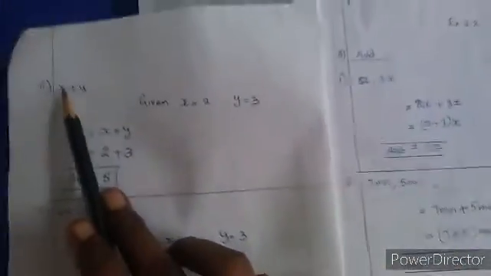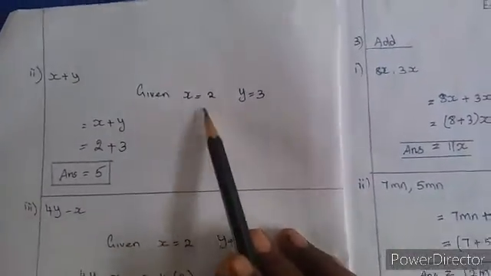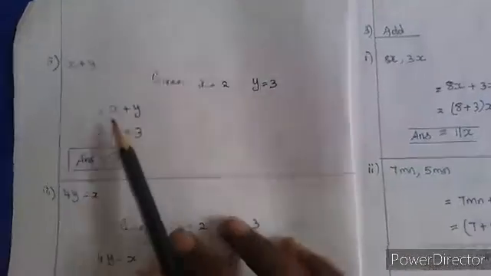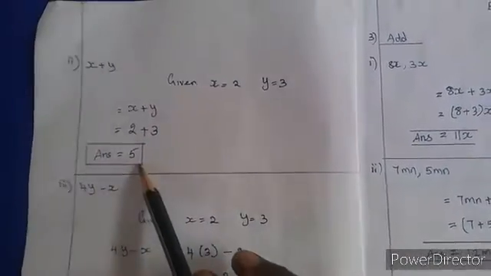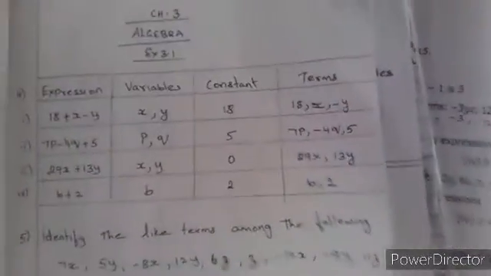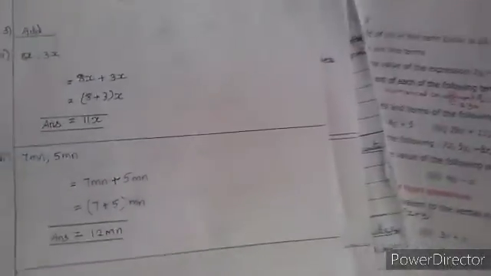Next one, subdivision 2 is given. It is x plus y. So the given values are x equal to 2 and y equal to 3. Now x plus y, so 2 plus 3 is 5. So exercise 3.1 is clear, students. Now let's move to exercise 3.2.